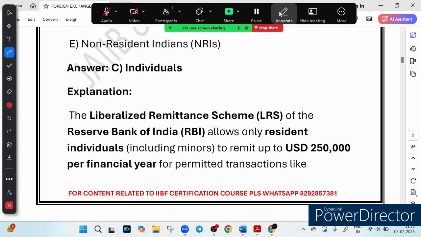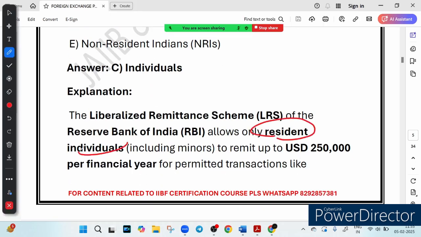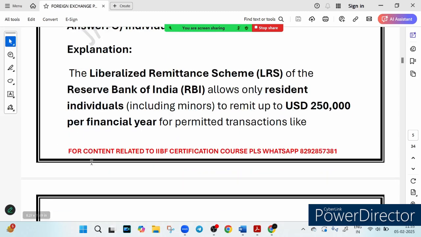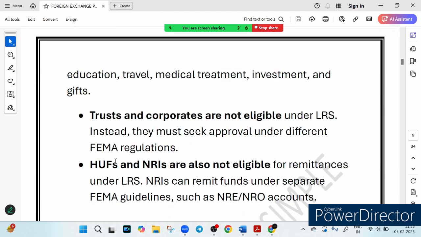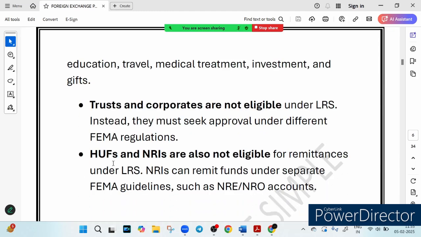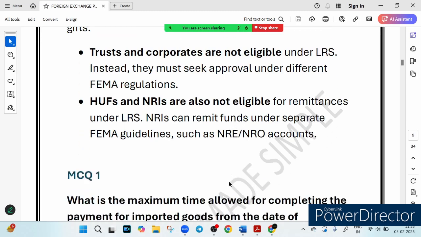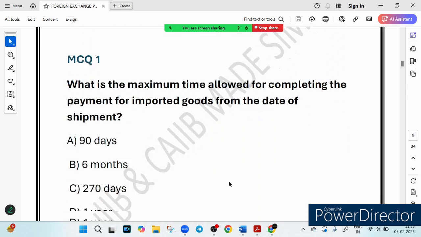Let me show you. Here I have highlighted the key point: resident individual. The limit is $2.5 lakh per year. And for education, what are the permitted transactions? You can see clearly written here: education, travel, medical treatment, right? And you know, trust, corporation, HUF, NRI, they are not eligible. And NRIs can use other guidelines, other remitting methods like NRE or NRO accounts. I hope this makes your concept clear. Now let's see the next question.